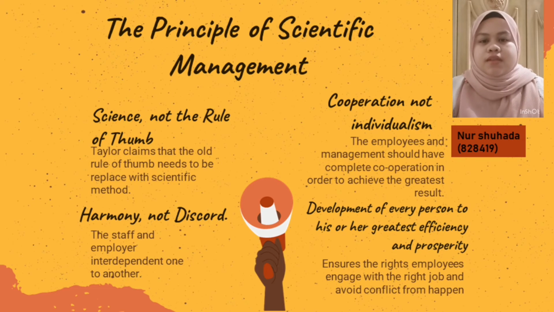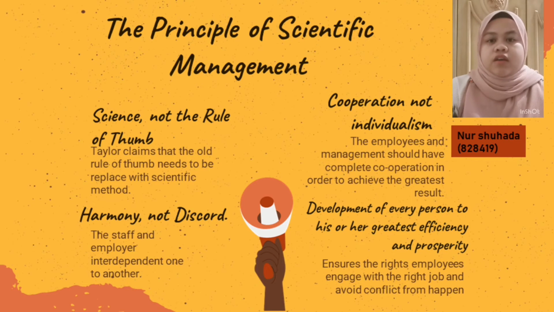The second principle is harmony, not discord. The second principle explains how management can scientifically select and train the employees to improve their skill and also their proficiency. Taylor prioritizes that it is important to create harmony between the employers and also the employees to avoid conflict.